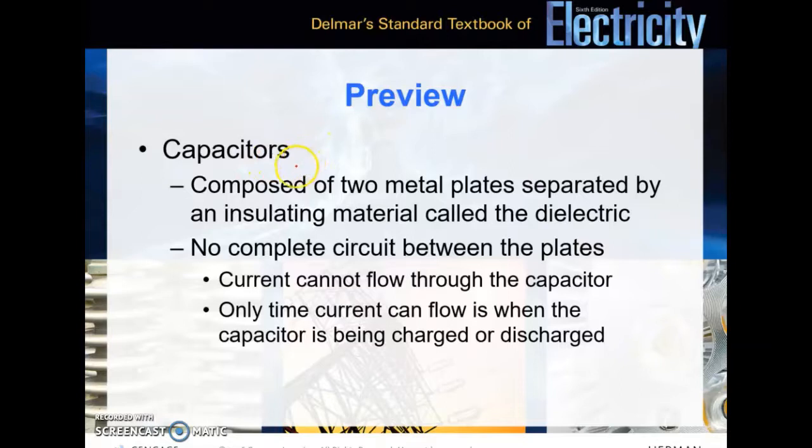So we learned last week that capacitors are made up of two metal plates that are separated by a dielectric. There is no complete circuit between the plates. Current cannot actually flow through the capacitor because there is no complete circuit. In the circuit itself, the only time current can flow is when the capacitor is being charged or discharged. Current is flowing in the circuit, but it is not flowing through the capacitor.